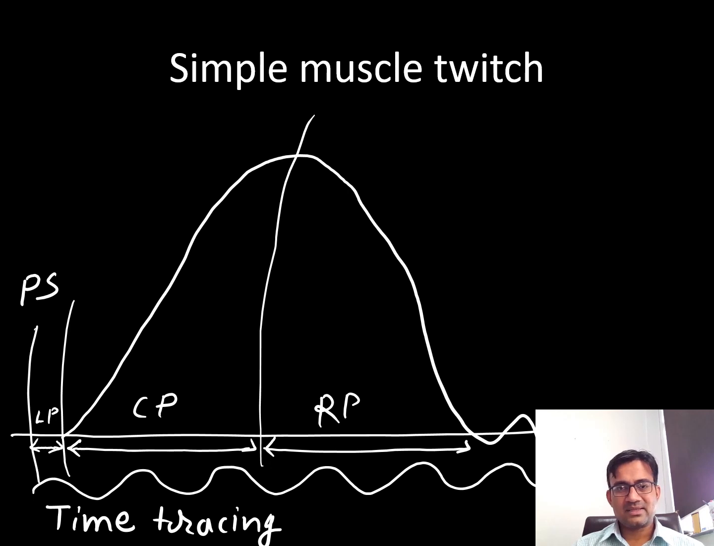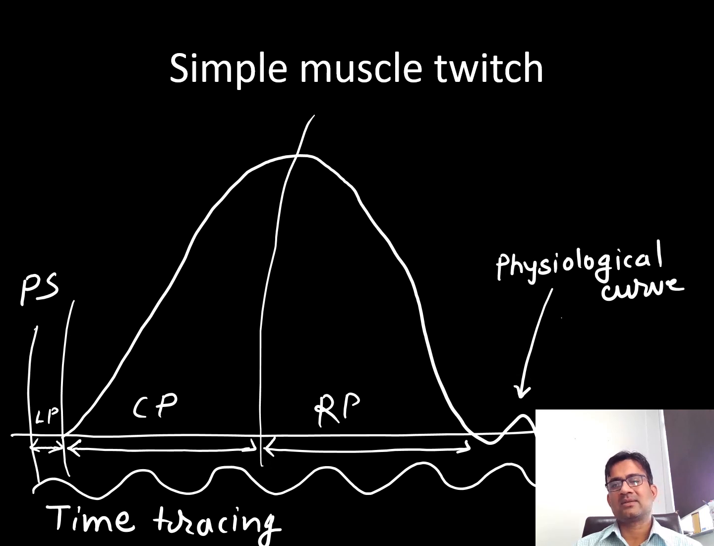Then in the diagram it is very clear what the contraction period and relaxation period are, and in the end it is the physiological curve. From an exam point of view, you should know the answer to all these phenomena. What is the cause of the physiological curve, latent period, everything. So this was the simple muscle twitch.